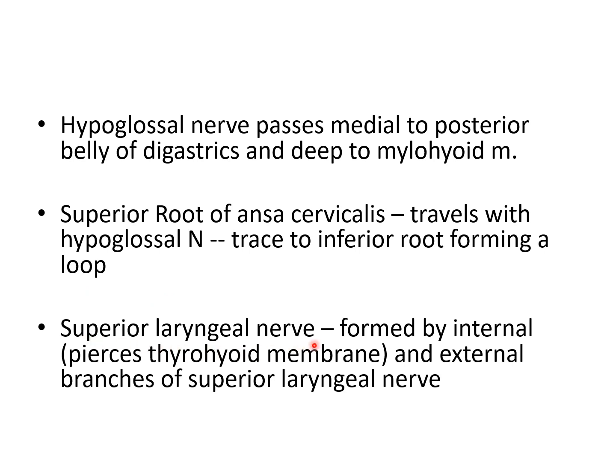The superior laryngeal nerve is formed by the internal laryngeal nerve piercing the thyrohyoid membrane and the external laryngeal nerve. These are both branches of the superior laryngeal nerve, which is a branch off of cranial nerve 10, the vagus nerve.